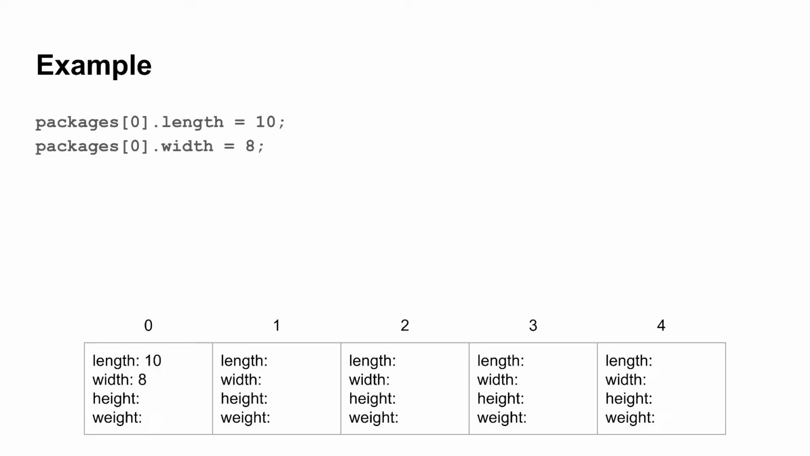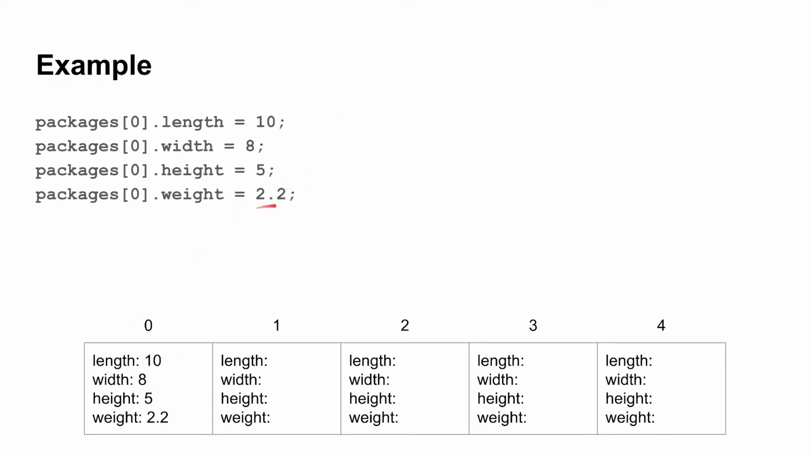If we move on to the width attribute, we can set that attribute to 8 at this 0th index of the packages array, and you see down here we get an 8 for the width. Similarly for the height, we add 5, so we get 5 for the height, and for the weight we add 2.2, which we get at the 0 index for this packages array.